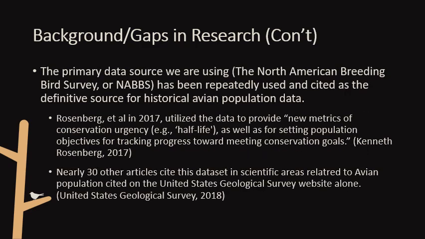So the primary data source we're going to be using, which is called the North American Breeding Bird Survey, NABBS for short, is widely considered as one of, if not the definitive source for historical avian population data. As an example, in 2017, a researcher by the name of Rosenberg used the data that's in a previous release of the survey that we're going to work on to develop new metrics of conservation urgency, as well as setting population objectives for tracking progress towards meeting conservation goals.